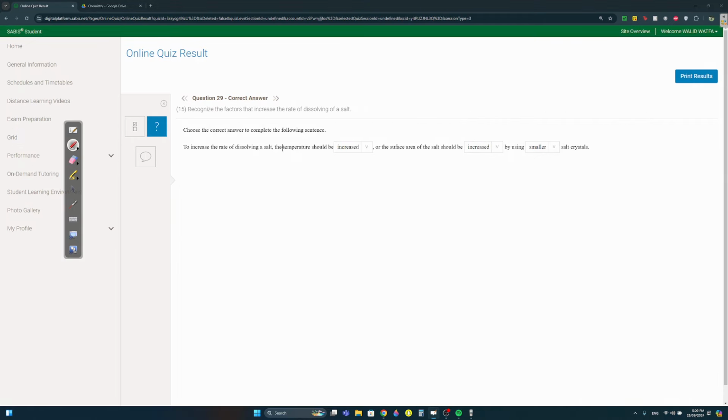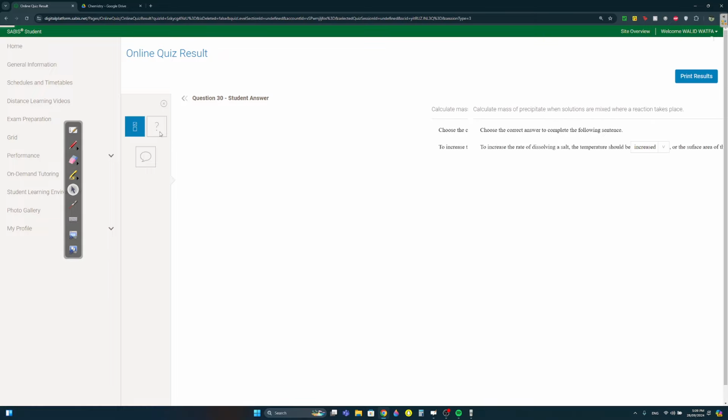29. To increase the rate of dissolving a salt, okay, salt is solid, right? Solid or liquid, the rules I wrote were solid/liquid. The temperature should be increased, and the surface area should be increased by using smaller salt crystals. People say, "Smaller? How is that increasing surface area, Amanda?" Remember, to increase surface area, you need to decrease the size of whatever you have. Remember, this is the solid. If you increase surface area, it makes it dissolve easier because there's more surface area.